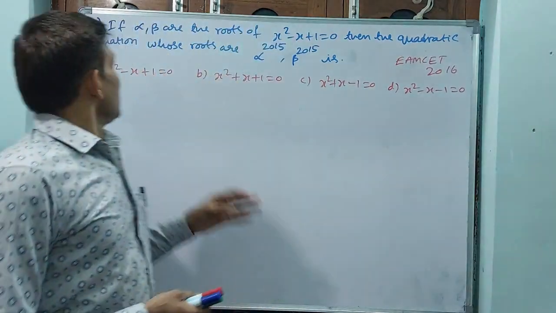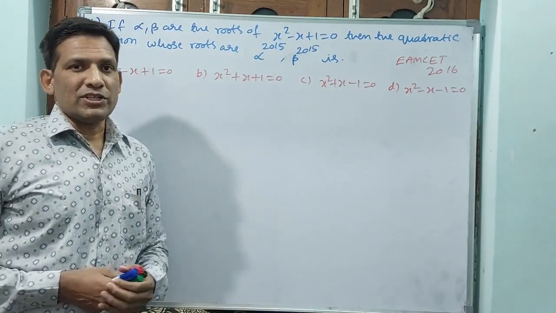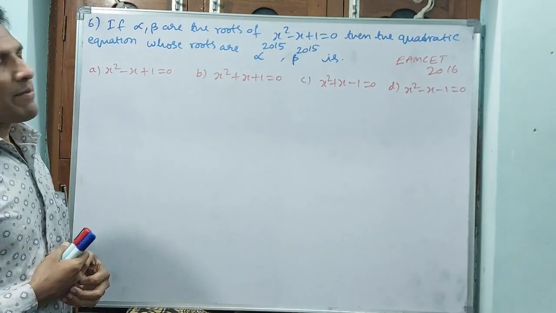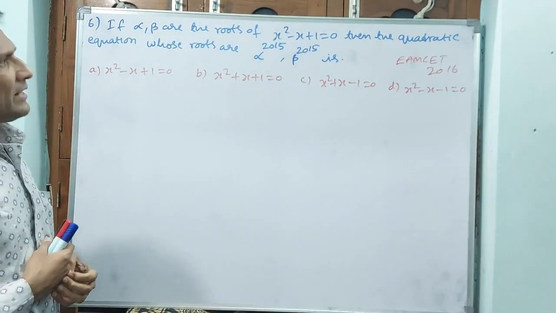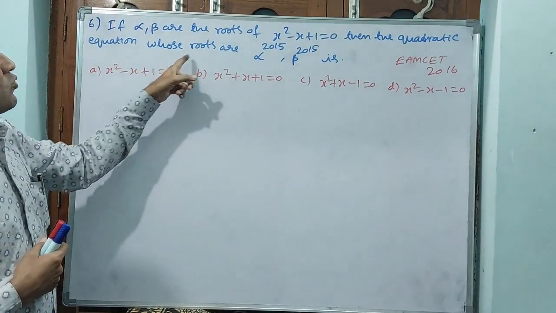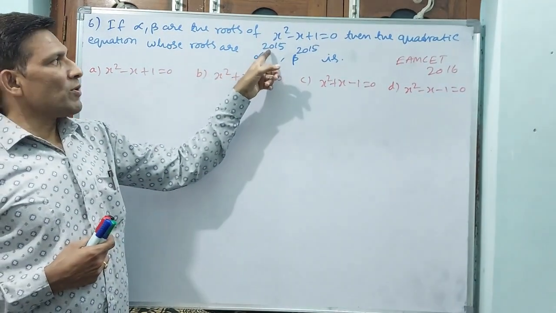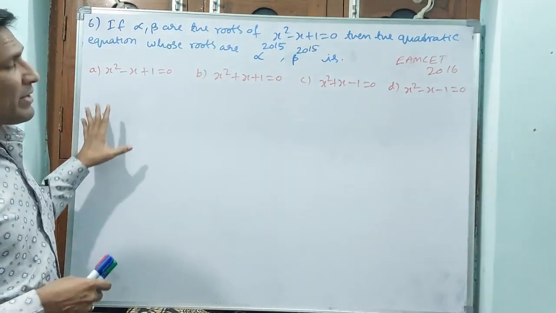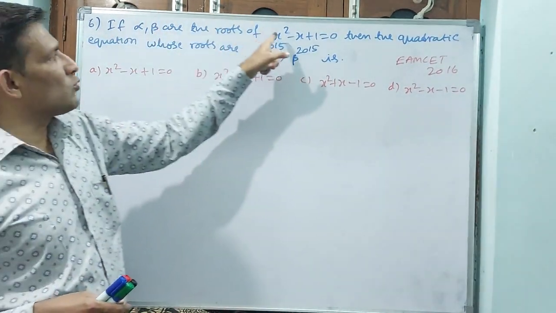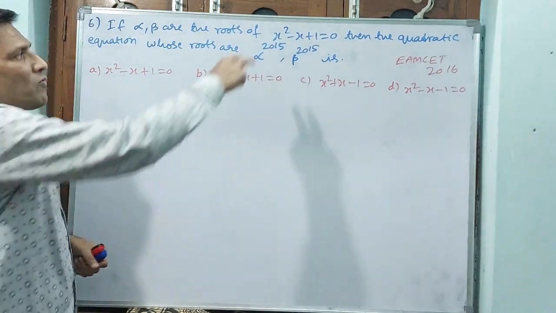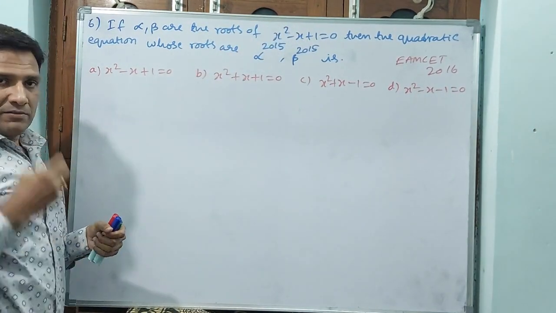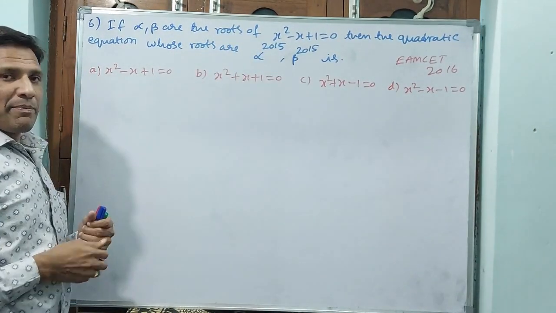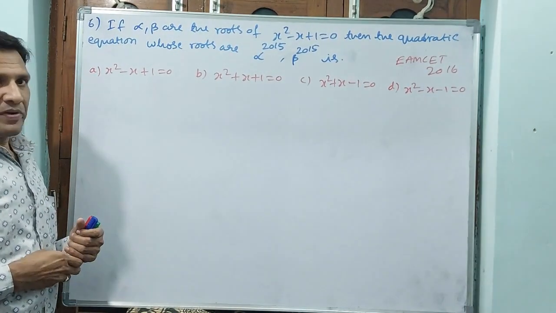Okay. Question number 6, you see, EAMCET 2016 question. If alpha, beta are the roots of x square minus x plus 1 equal to 0, then the quadratic equation whose roots are alpha to the power of 2015, beta to the power of 2015, is what they are asking. You see, alpha, beta we don't know, but alpha, beta are the roots of the first equation. First you have to find alpha, beta from the first equation. Okay? For those values you have to apply power 2015.